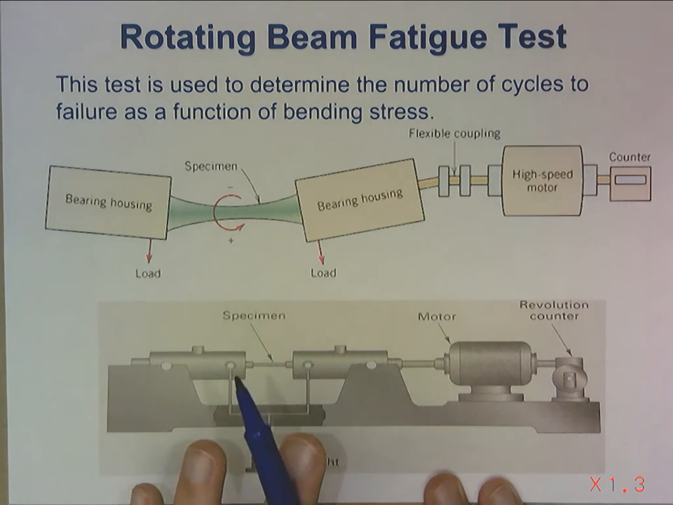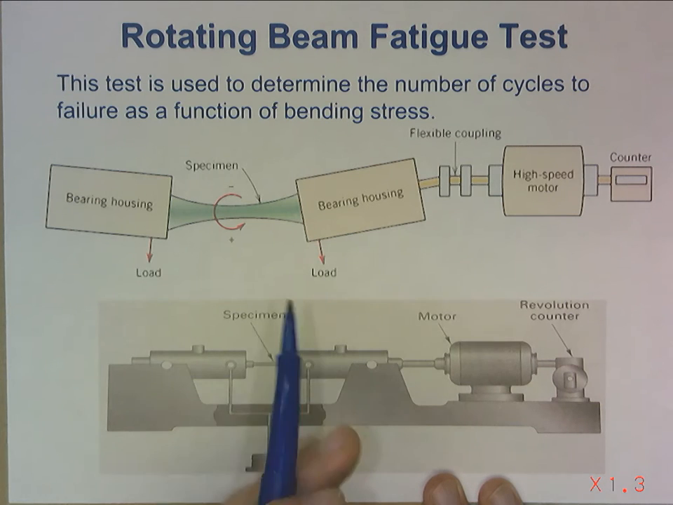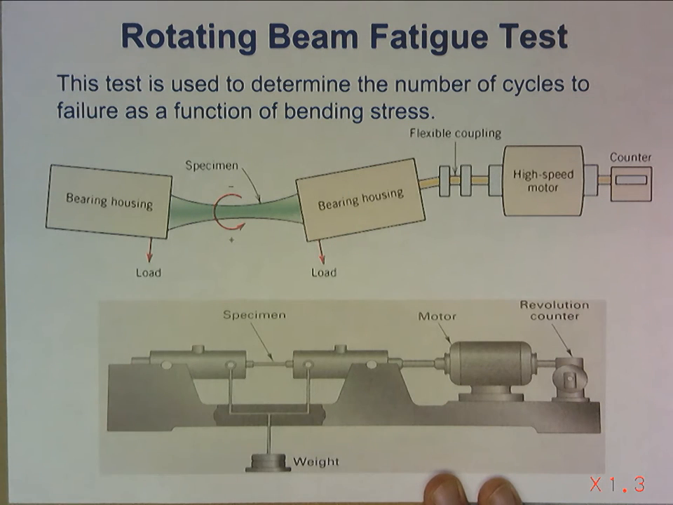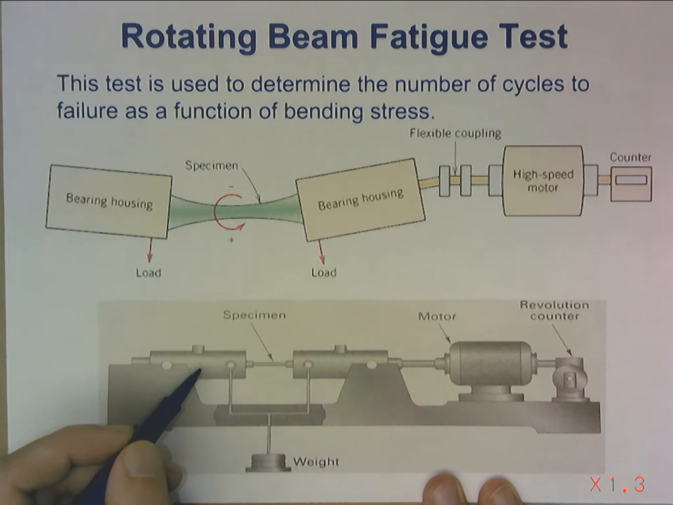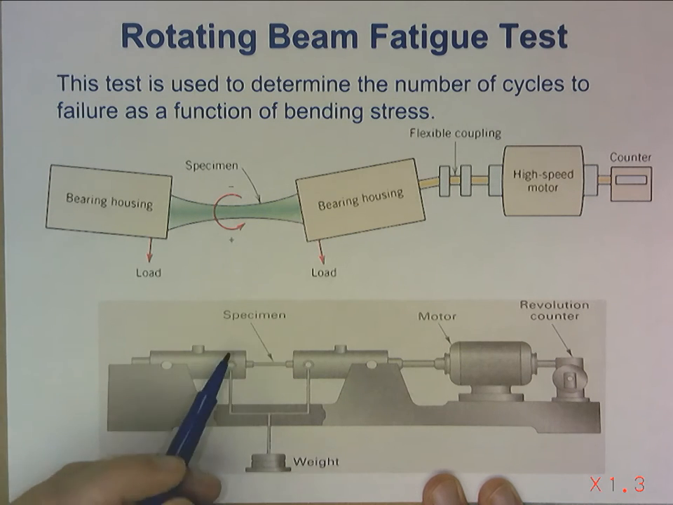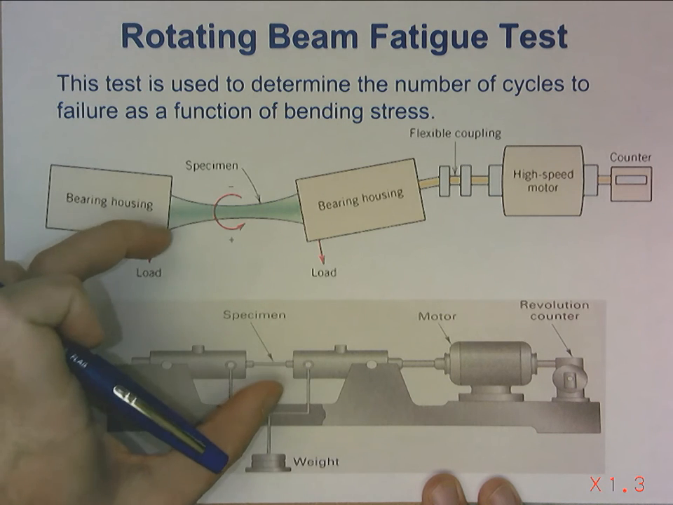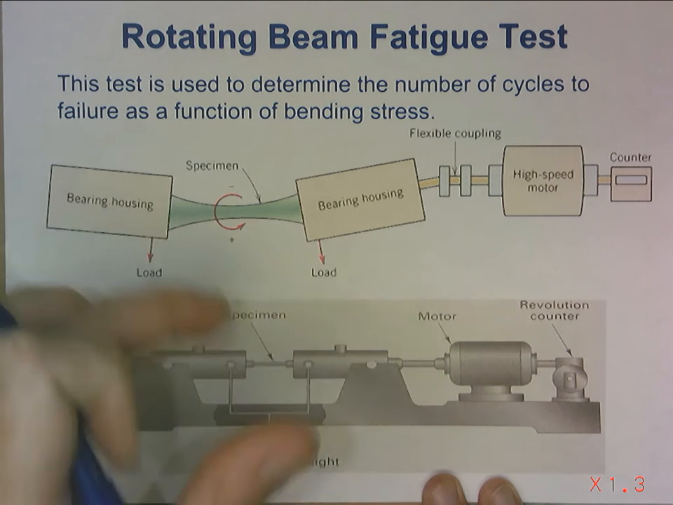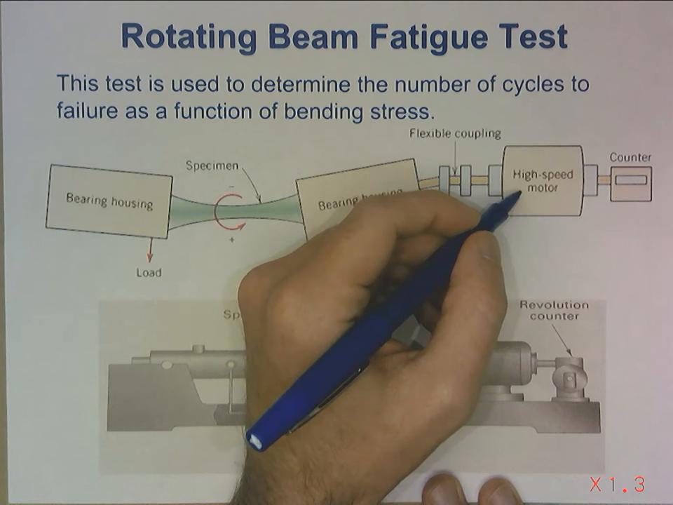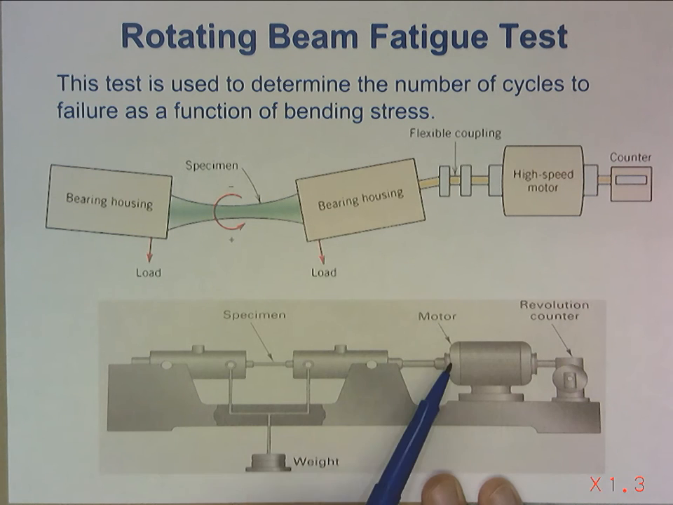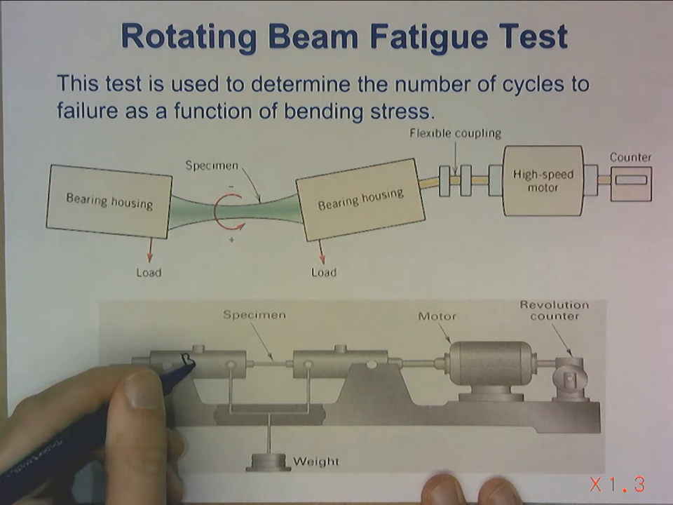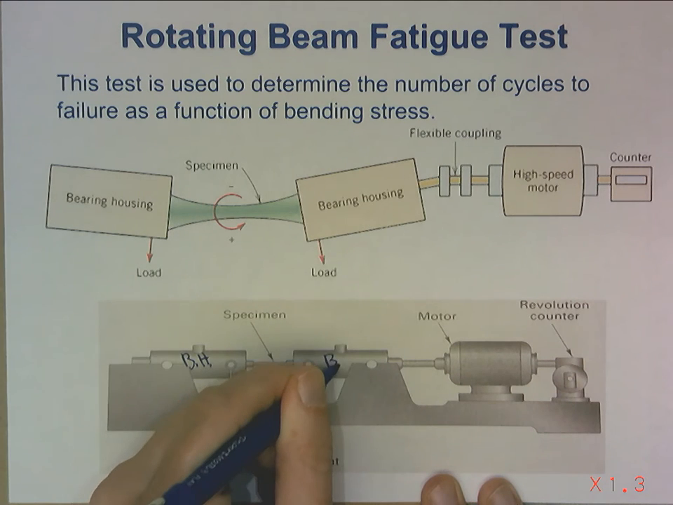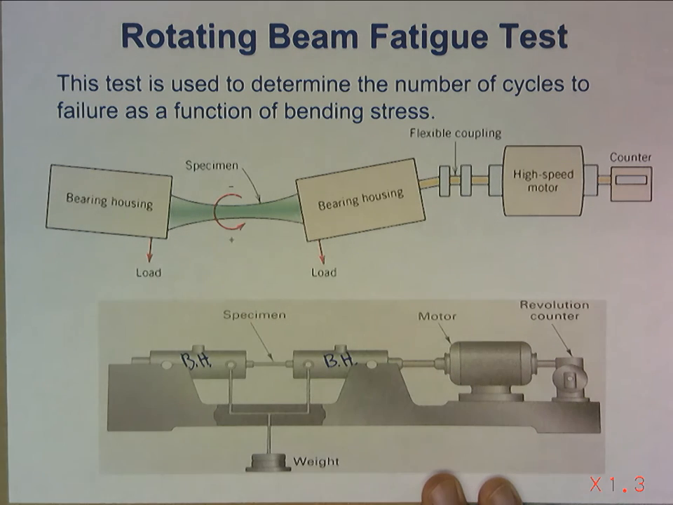There will be a YouTube video posted where I went and found some company demonstrating their instrument to do this. But basically, here's our bearing housings, right? So these are supposed to be two different variations of the same thing, right? So motor, high-speed motor, counter. These are the bearing housings. Just put BH for bearing housings.